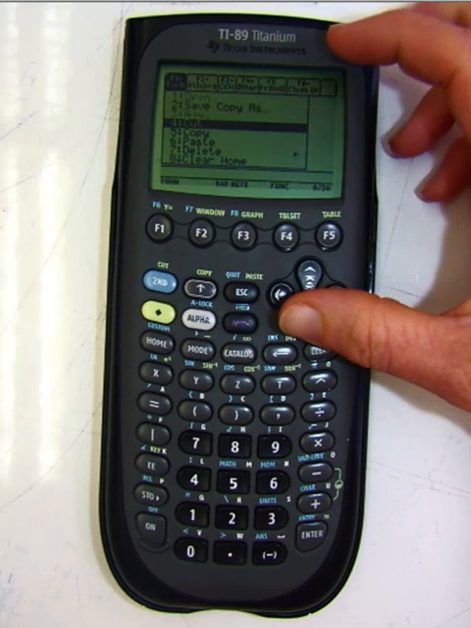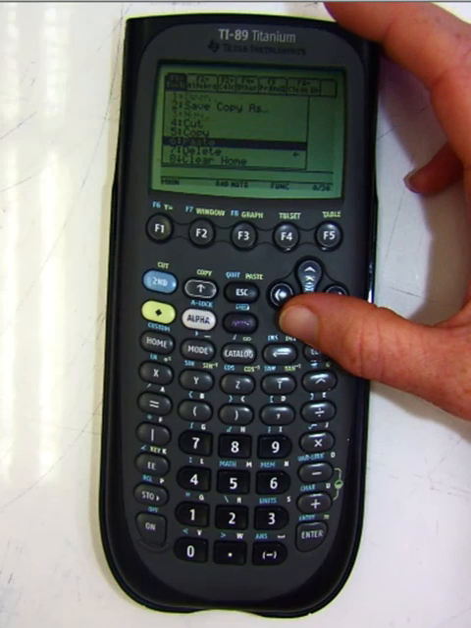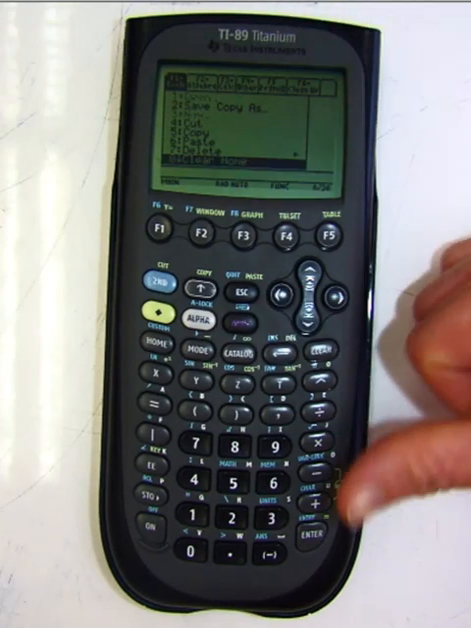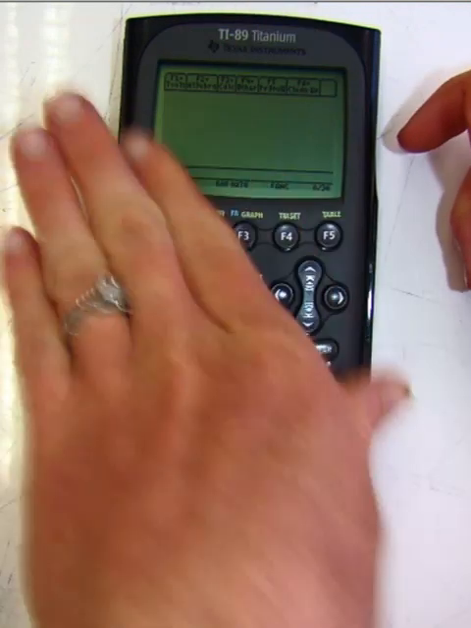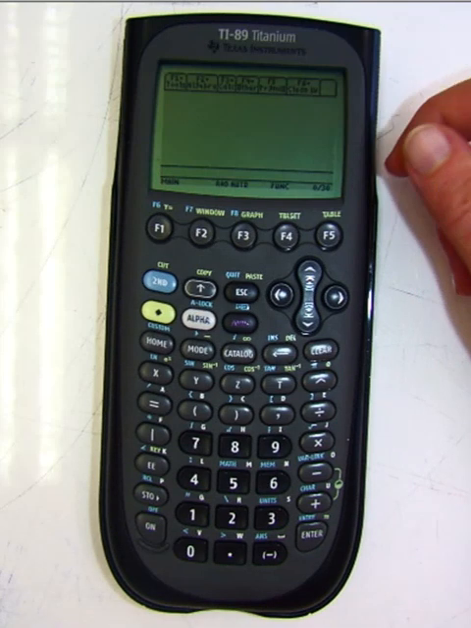You can cut and copy things like you can on a computer and paste them. I'll show you that feature here in a little bit. But option number 8, clear home, will clear all of that stuff that's on the screen to start with.